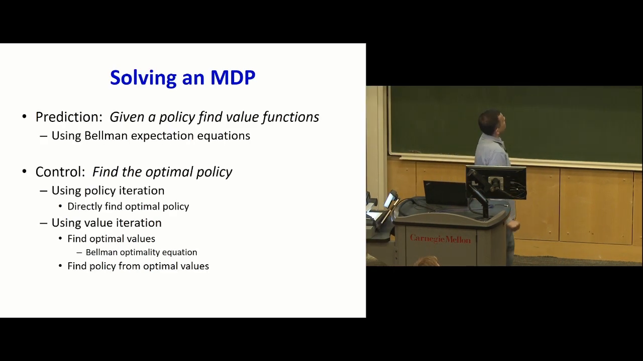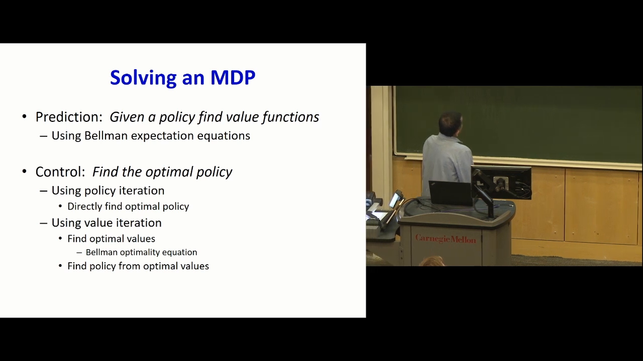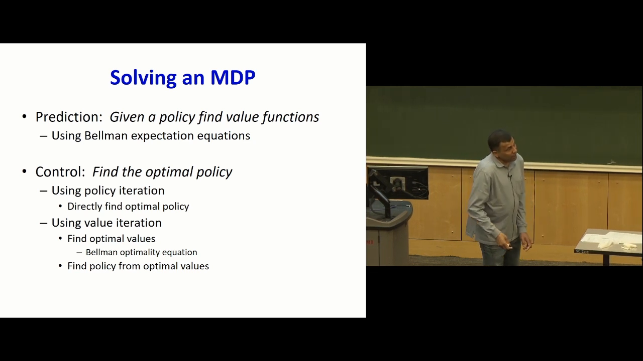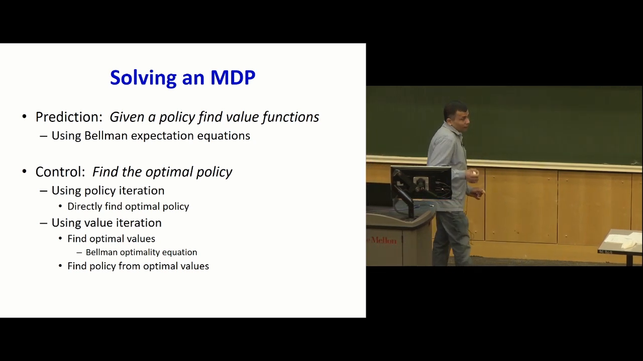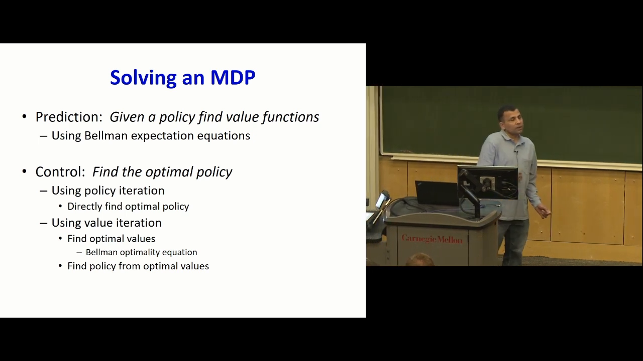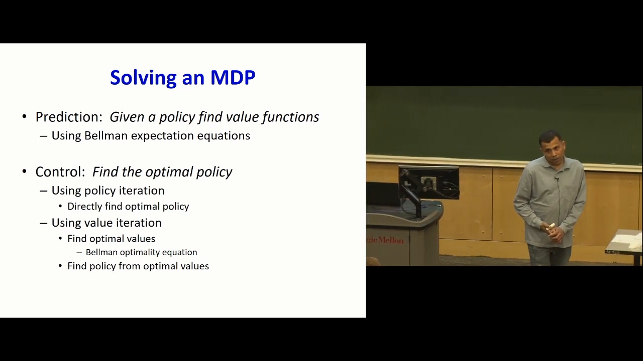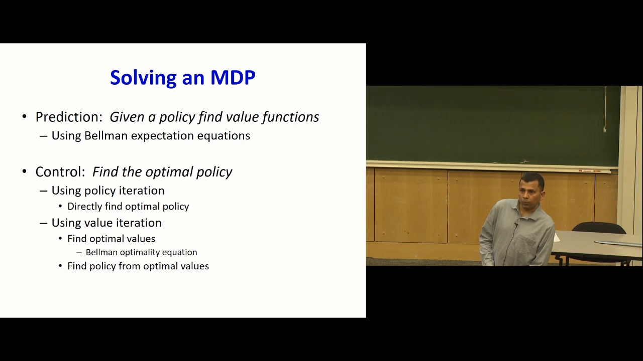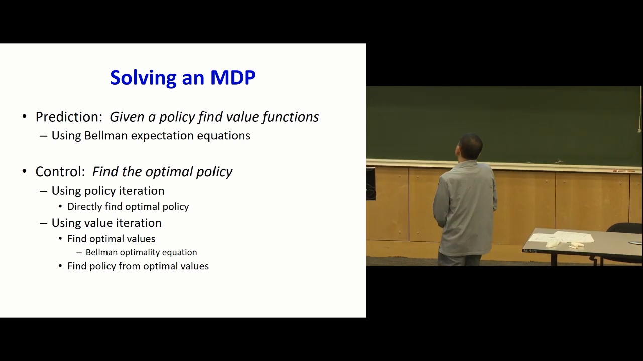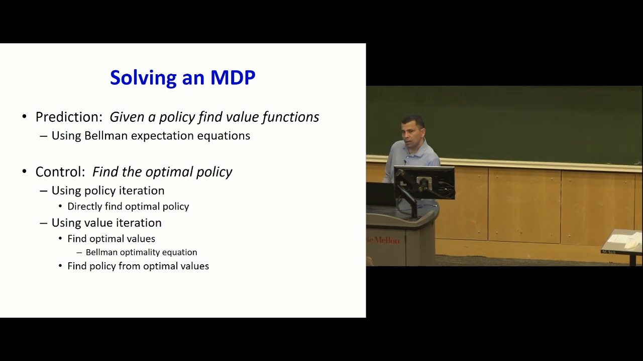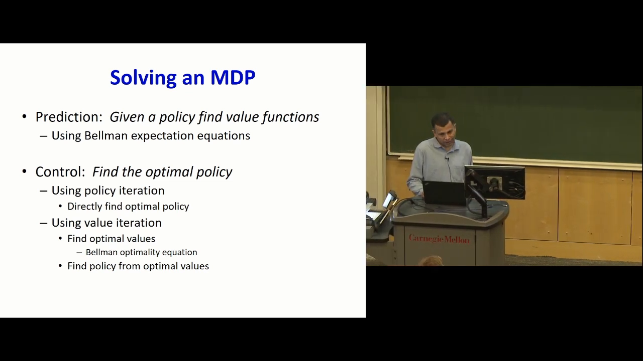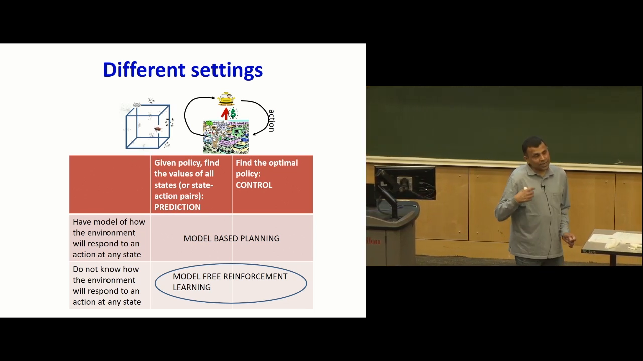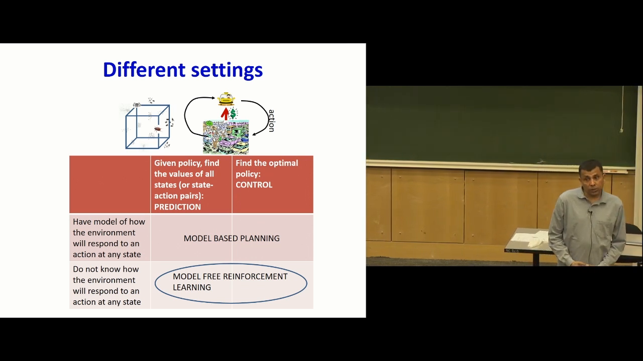So all these we've seen. And when we spoke of solving an MDP, you had two steps. Prediction: given a policy, you find the value functions, which could be either just the value or the action value function. And then you had control, where you had to find the optimal policy, for which we defined two methods. One was policy iteration, where we directly found the optimal policy. And then you had value iteration, where you found the values under the optimal policy and derived the policy from it. And the last thing we saw was model-free reinforcement learning, where we didn't have any idea of how the environment was going to respond to our actions.